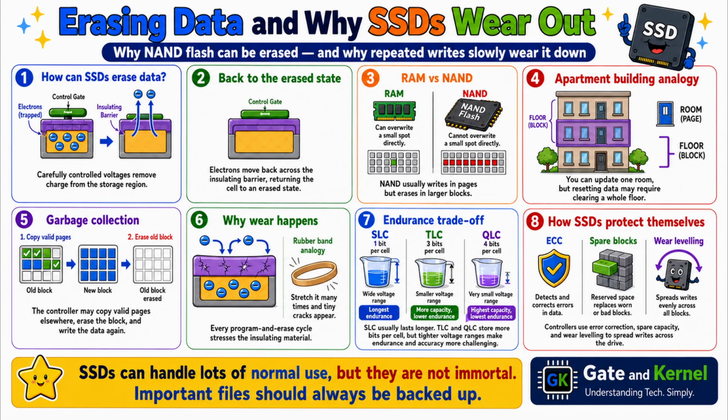SLC NAND generally offers higher endurance because it distinguishes only 2 voltage ranges. TLC and QLC NAND store more bits per cell, providing greater capacity at lower cost, but their voltage ranges are closer together. Fortunately, the SSD controller has several ways to protect the NAND. It uses error-correcting codes to detect and repair many bit errors. It keeps spare storage capacity to replace damaged blocks. And it uses wear leveling to avoid repeatedly writing to the same physical cells. Instead of allowing one group of cells to wear out early, the controller spreads writes across the available NAND.